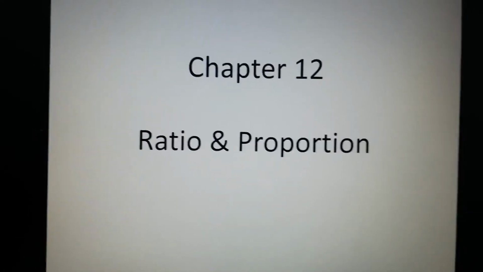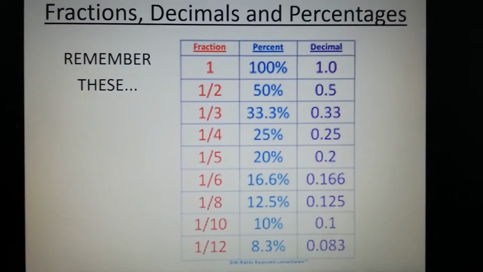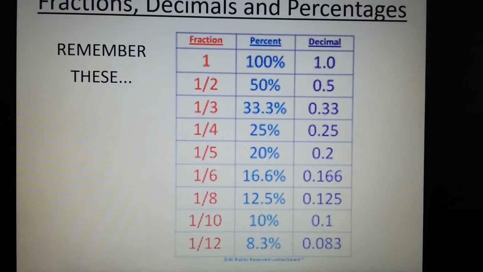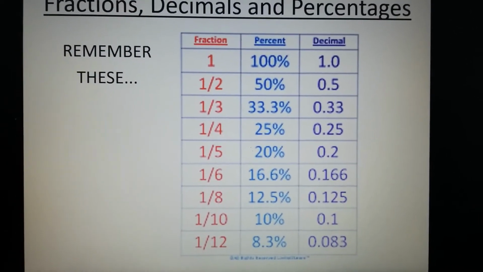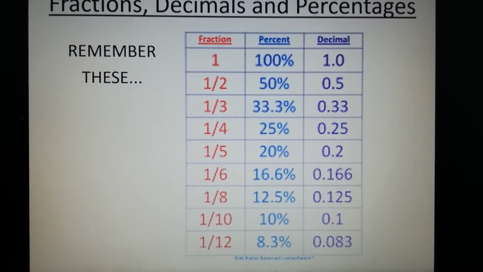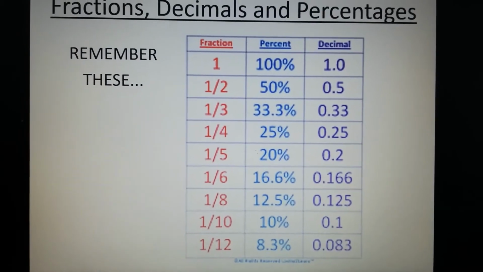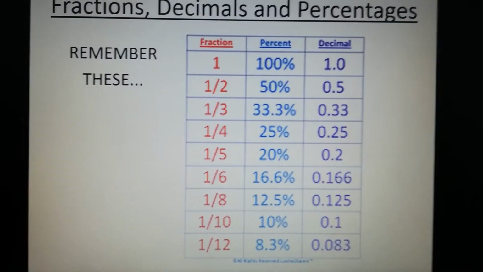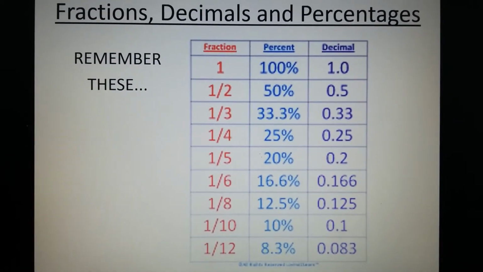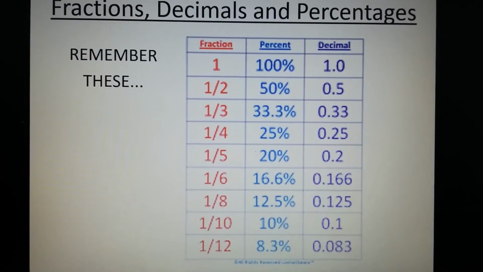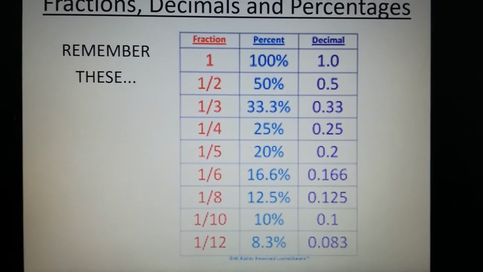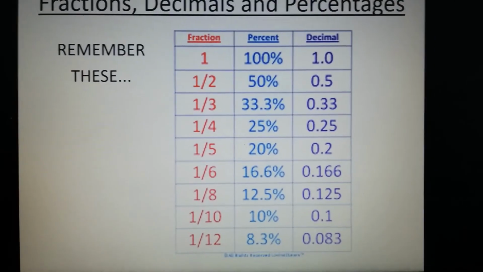Chapter 12, ratio and proportion. These are the ones we looked at in chapter 5. Hopefully you can remember these. It'll be really useful for the non-calculator paper in particular. Not too worried about remembering the 12th or the 8th, although the 8th is quite useful. An 8th is a half of a quarter. So if we look at a quarter, it's 25%. Half of that is 12.5%. Be good to speed up your calculations and also help you through the non-calculator work.